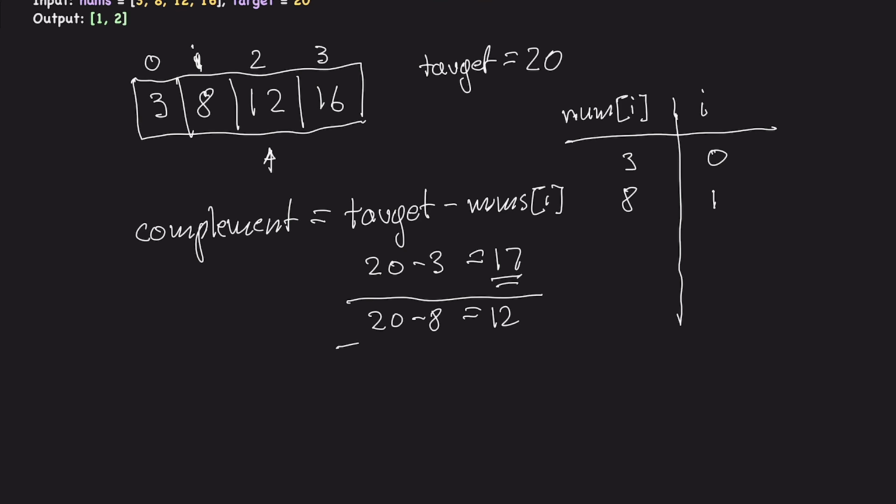Now we repeat the process for 12, so 20 minus 12 equals 8. And we check, is 8 in our map? Yes, it is.